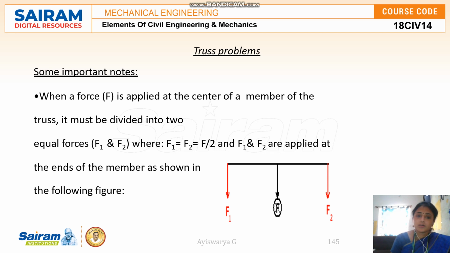So the first one is some important notes you have to know before solving the truss numericals. When the force F is applied at the center of the member of the truss, it must be divided into two equal parts, equal forces, that is F1 and F2, F by 2, F by 2. See guys, there is a force F. It should be divided into F by 2, F by 2 for F1 and F2.